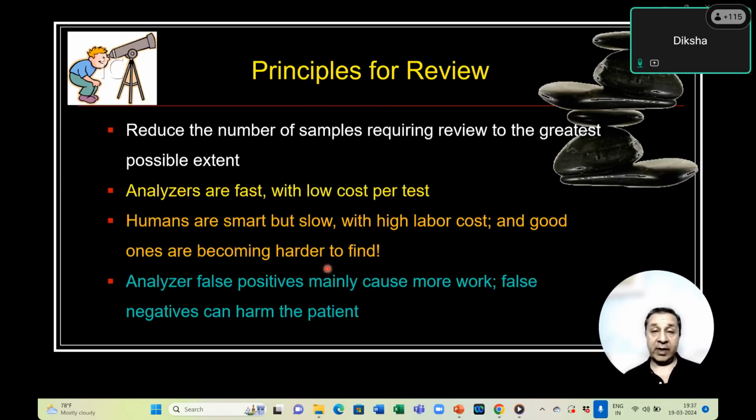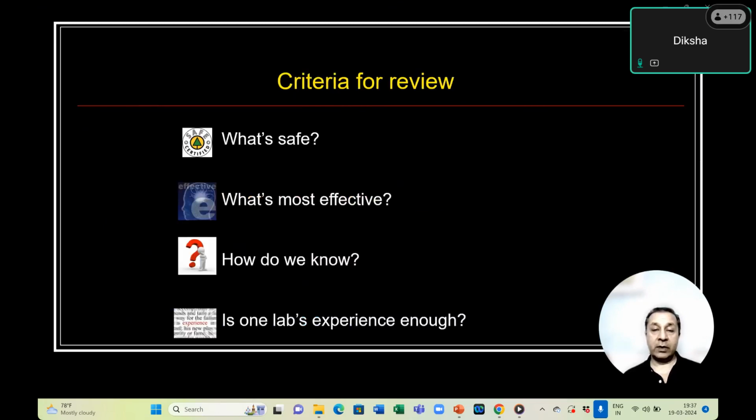An analyzer is something which actually helps you. And of course, analyzer false positives may mean a little more work, and false negatives obviously will harm the patient. So therefore, you have to create a balance between everything to ensure that whatever is being done is good for the patient. Therefore, for a typical review of a slide, we need to keep in mind the safety of the patient, what is very safe for the patient, what is most effective, ensuring that we're not unnecessarily having too many false positives. How do we know? By ensuring that we are validating it and experiencing it within the lab. Is that enough, or maybe we should have some references to it as well?